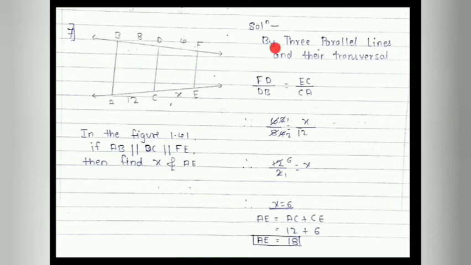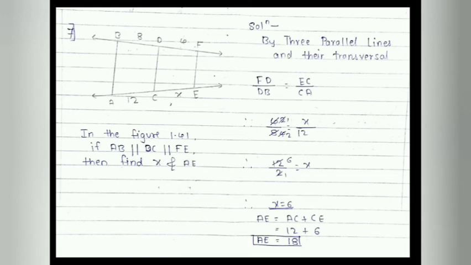See here, these all three are parallel to each other. Therefore, by three parallel lines and their intercept, FD upon BD is equal to CE upon AC. Now put the values 4, 8 and here 12. We can find the value of X. By simplification, we find the value of X equal to 6. Now by betweenness, A-C-E, that is AE equal to AC plus CE. We'll put the value 12 plus 6, that is 18. Like this we can find the values we have to find, this X and then AE.